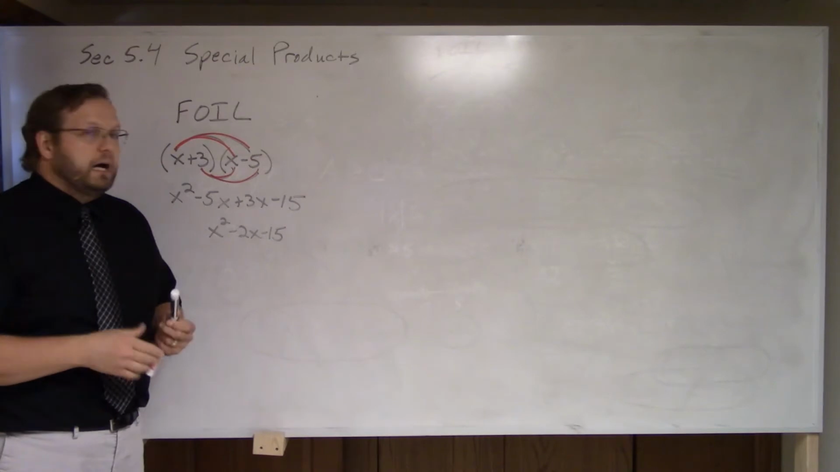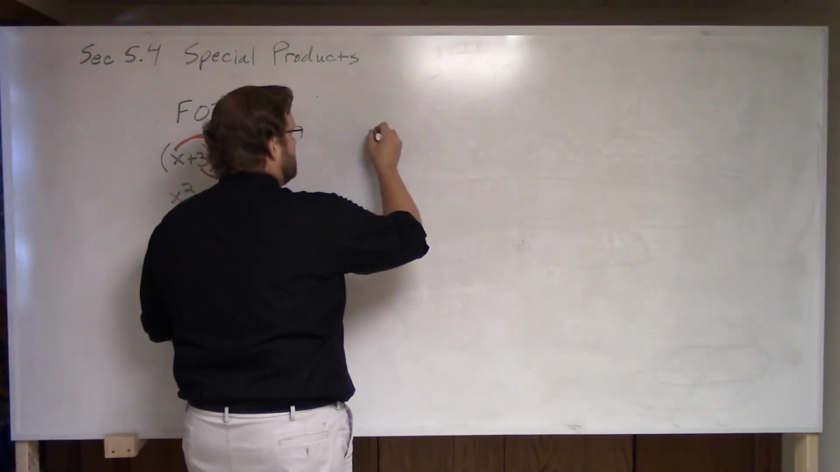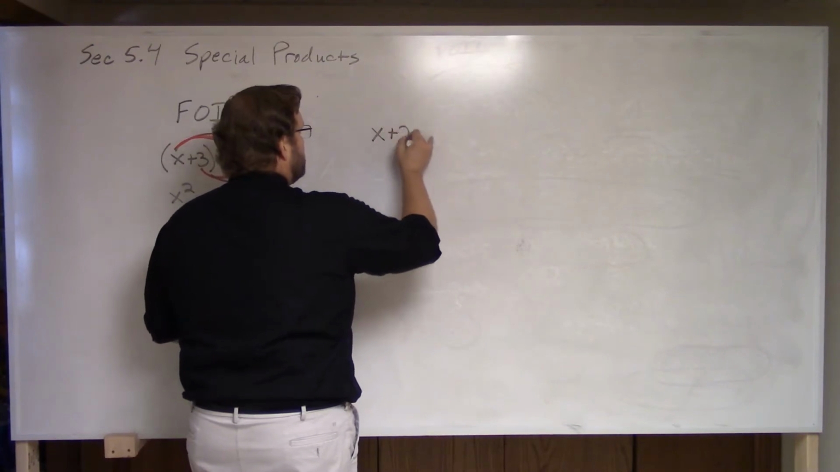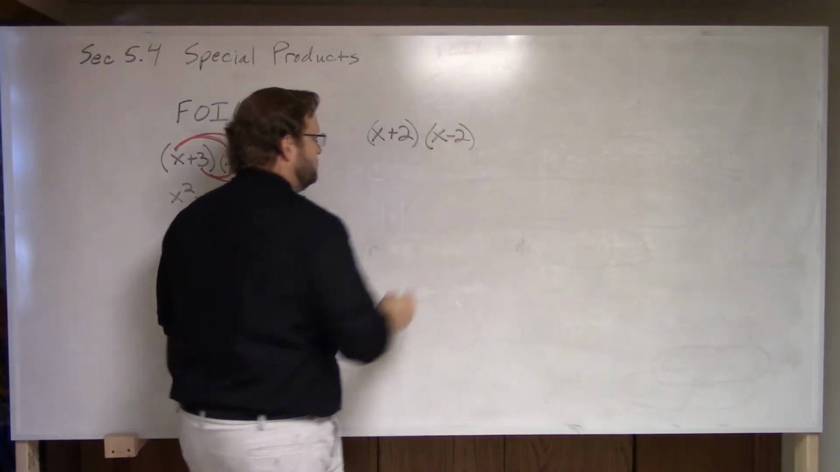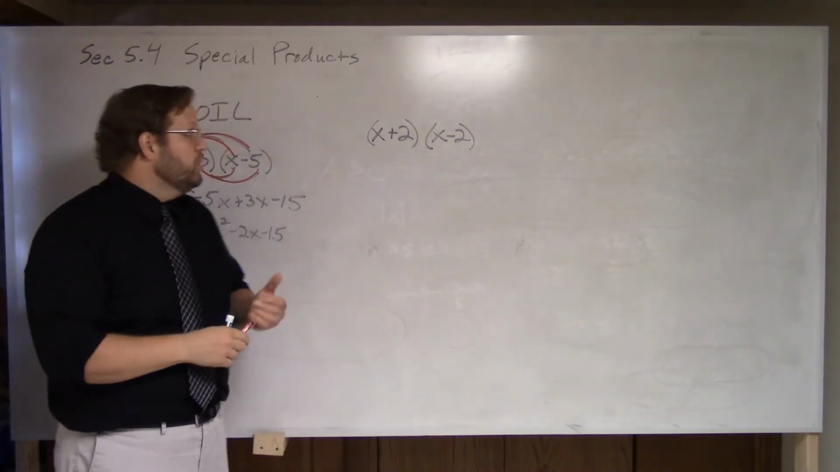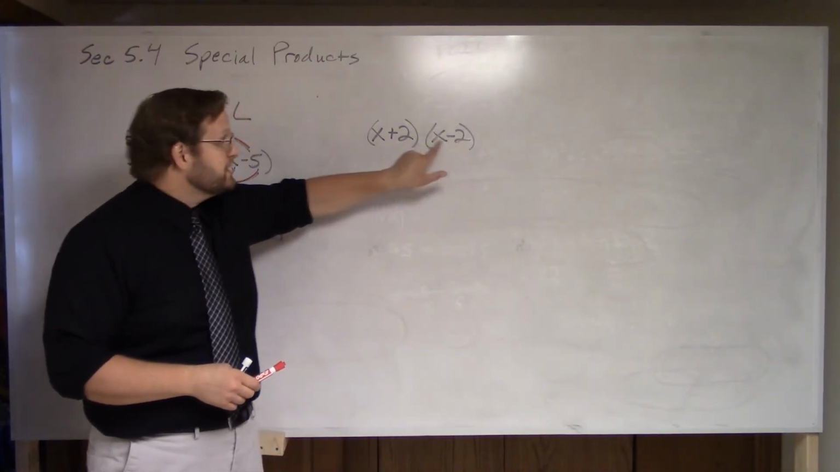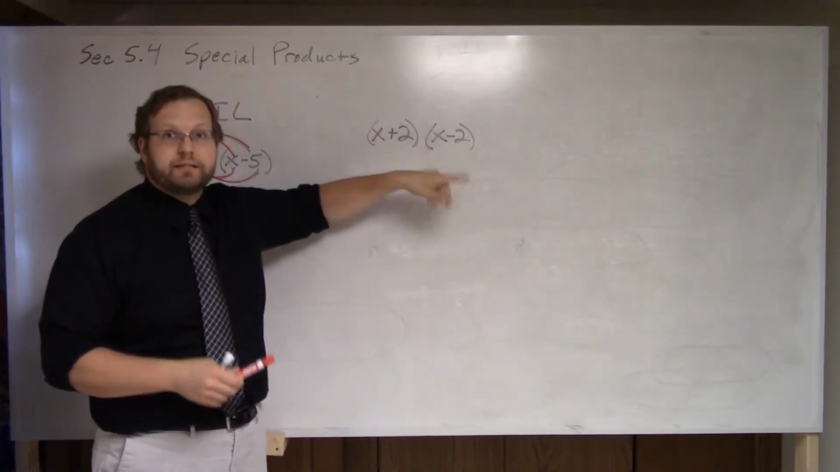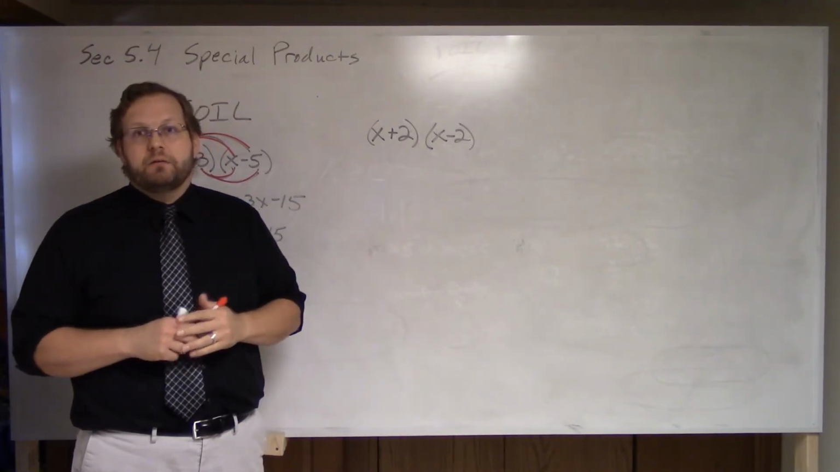Okay, the next thing is when you have something like this. Let's say x plus 2 and x minus 2. Notice what's special about the initial problem. We have a binomial and then the same two terms, except here we're adding, here we're subtracting. Okay, that's a pretty nice pattern. Let's see how that works out.